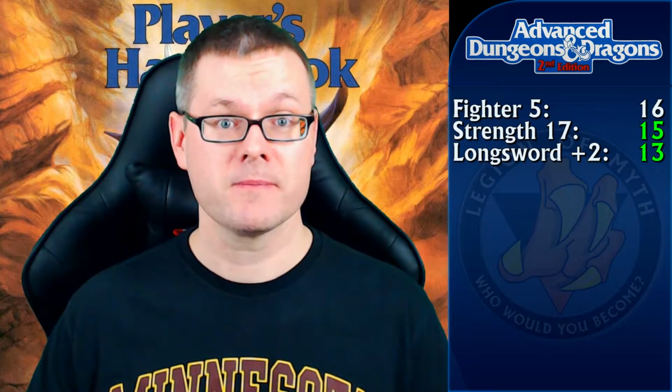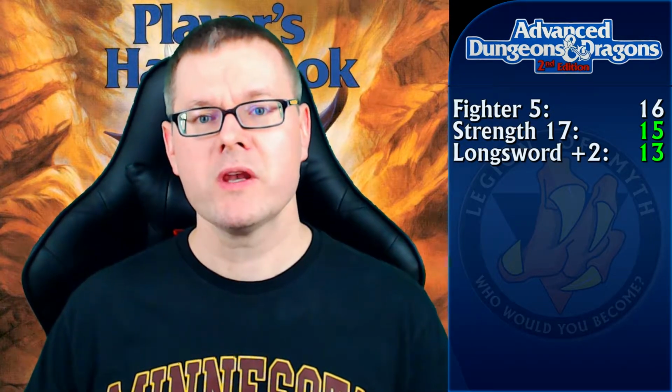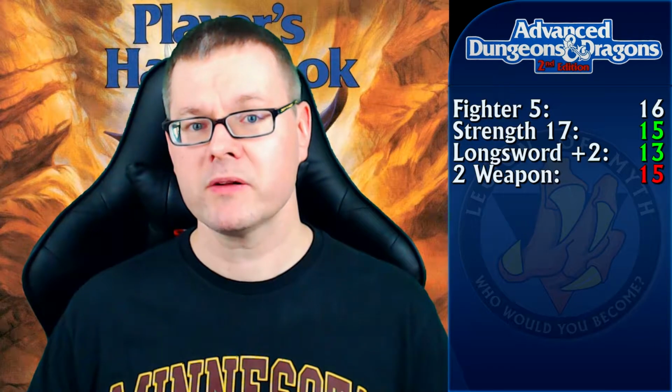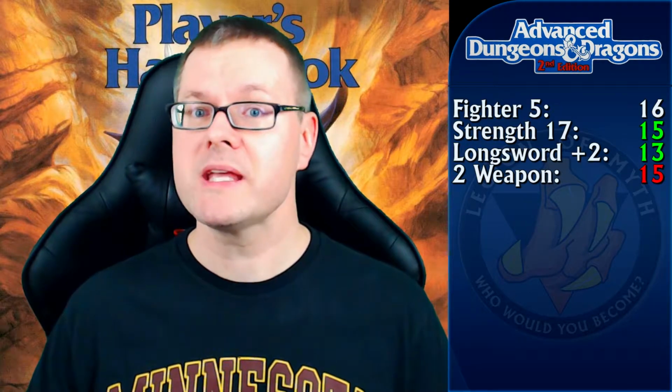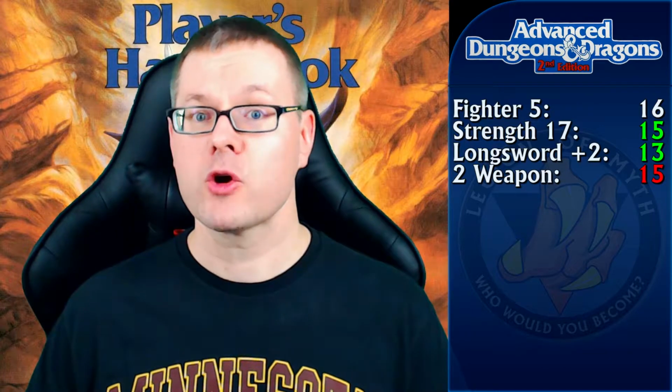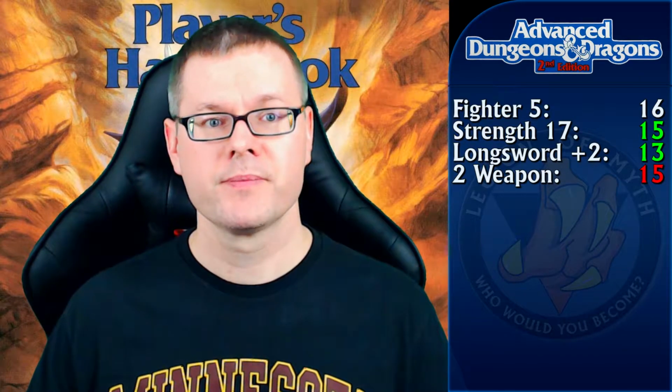15 to 13. Moving on, we note she's using 2-weapon fighting style. Since she's not a ranger, she suffers a -2 penalty to her attack roll, which means she adds 2 to her THAC0. This brings her modified THAC0 back up to 15.